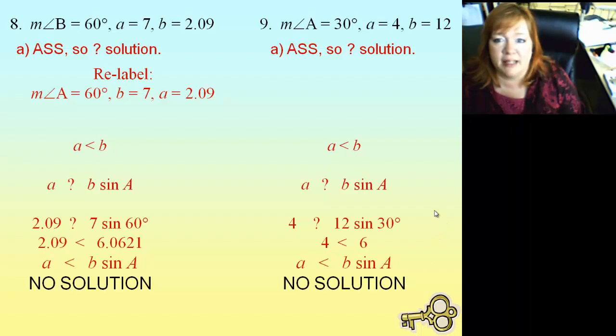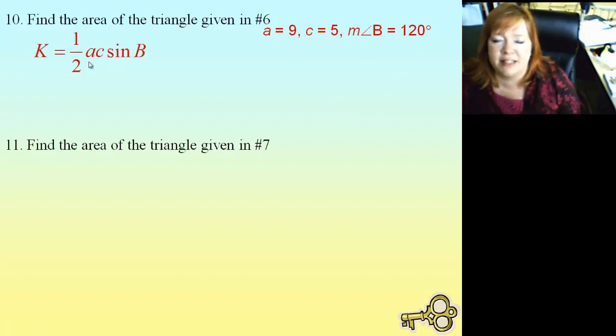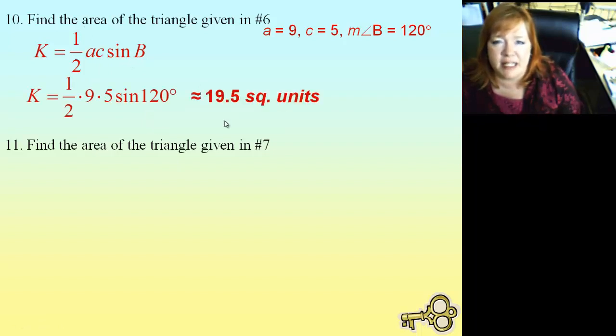That's 8 and 9. Now we're on to the area problems, which I love because those are just plain plug and chug. All right, area of triangle given in number 6. They gave you little a, little c, measure of angle B. So since I have a, c, B, and you see how those letters are different, I'm going to probably use that 1/2 ac sine B formula. Bada boom, we plug it in there, we chug it, 19.5 square units. Make sure you put square units on there.